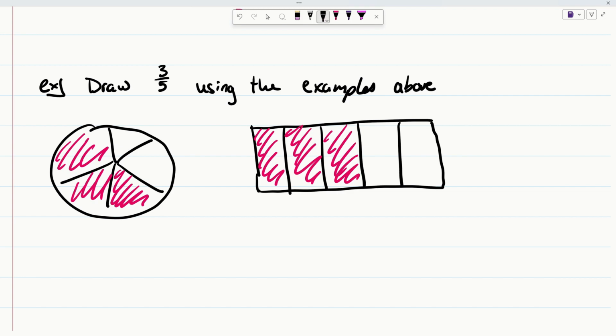And then finally, my favorite, which is the easiest once you understand the rectangle part, would be the number line. So right here would be 3/5. Okay, so notice here that even though I had 2 different fractions, I drew them using the techniques the same exact way.